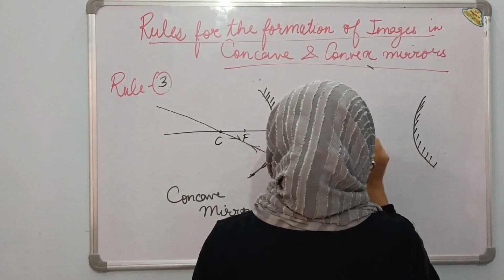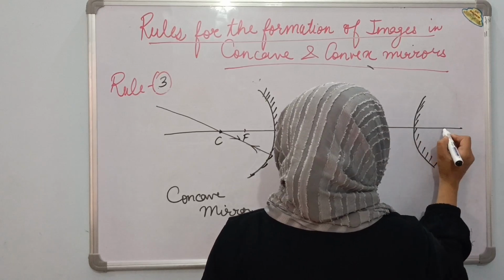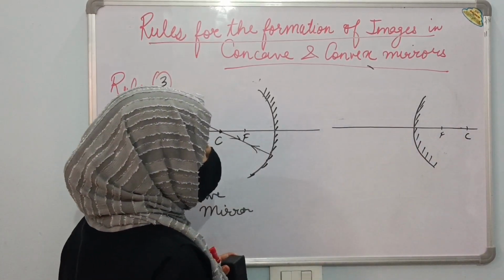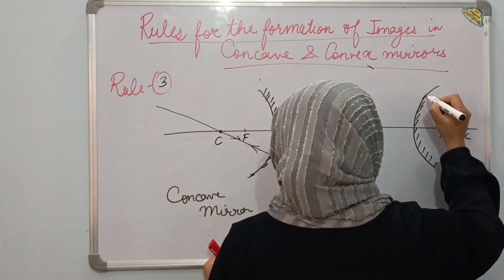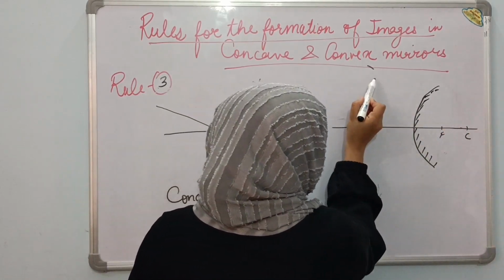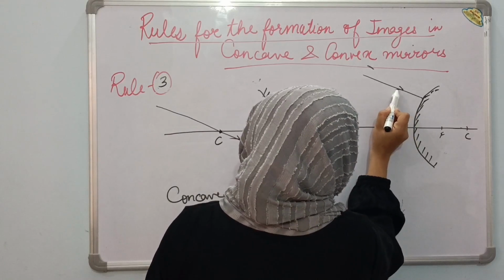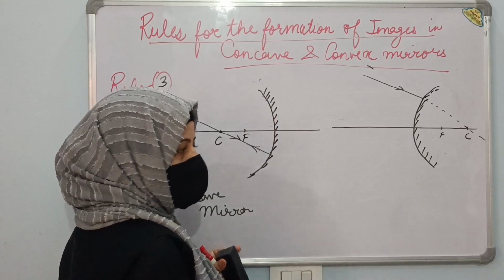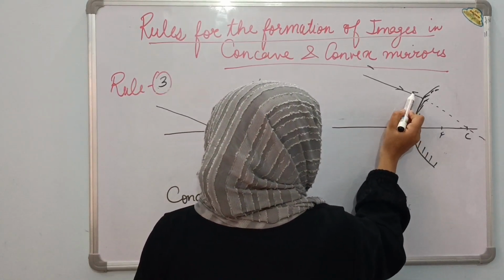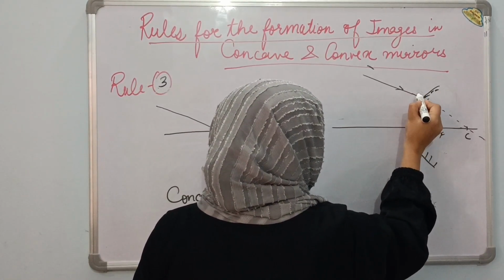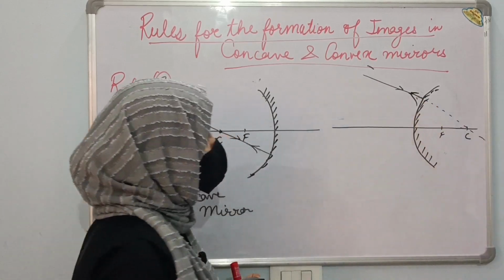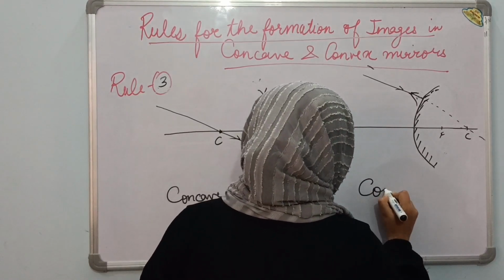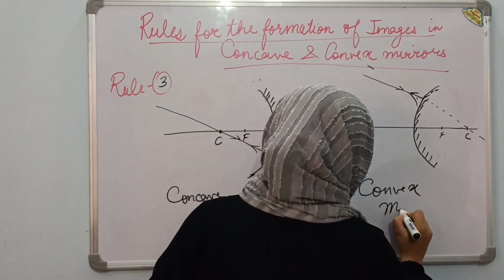Let's see for the convex mirror. Here again the situation is a little virtual. You have to just visualize कि in case अगर ऐसा हो रहा है तो वो वाला केस है यहाँ पे. Now, if a ray of light appears to be passing the center of curvature, okay, then it will again retrace its path. So this is the 3rd rule. This one is the case of convex mirror.